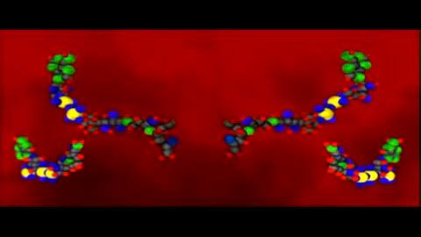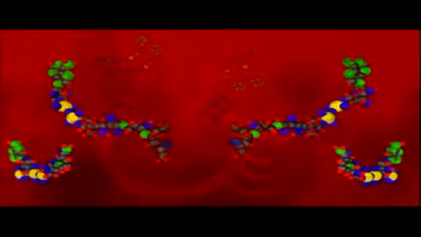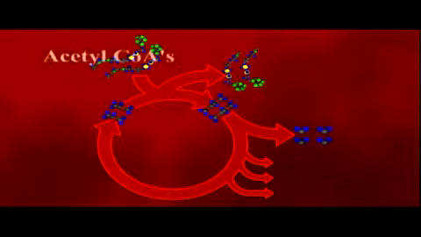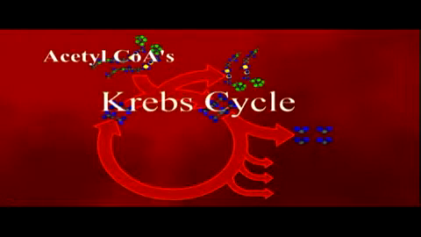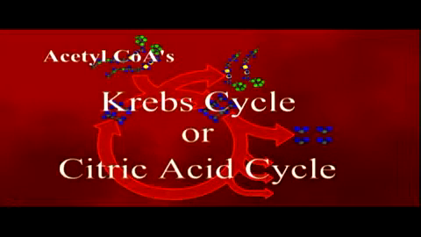NADH molecule per acetyl-CoA. The 2 acetyl-CoA molecules enter a cyclic pathway, known variously as the Krebs cycle, referring to its discoverer Hans Krebs, or the citric acid cycle, named for the first product in the reaction sequence, citric acid. We'll refer to it as the Krebs cycle.